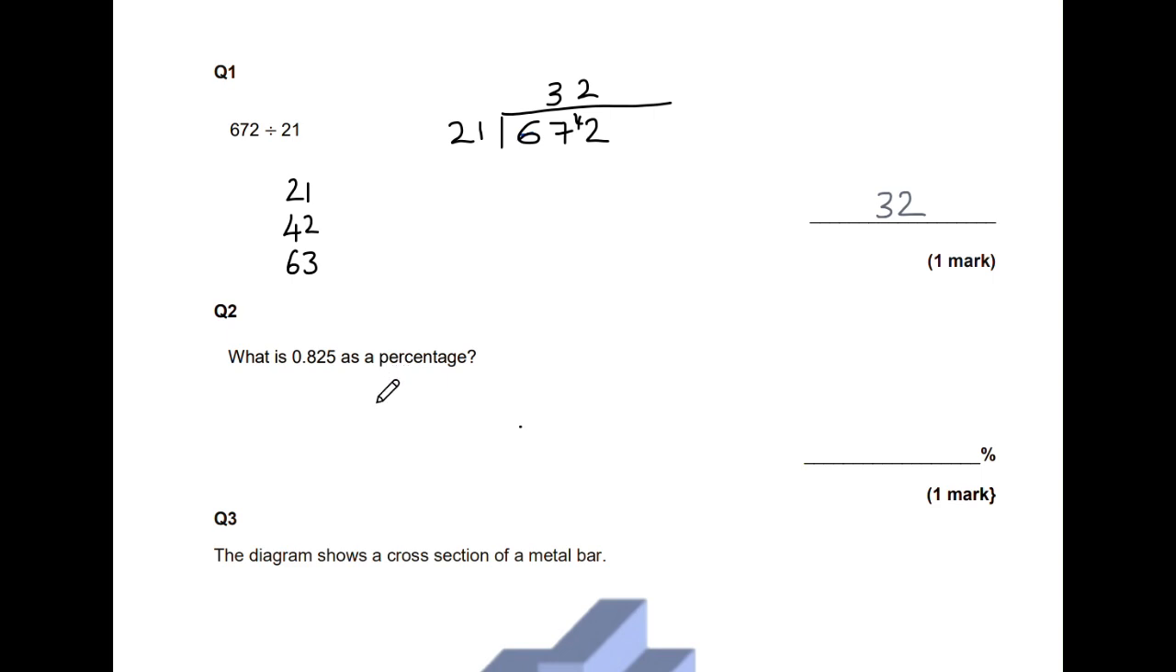0.825 as a percentage. So if you're turning it into a percentage, you're going to times it by 100. And I always like to think of the first two numbers after the decimal point of the percentage. So it's 82.5%. If you needed to write it out, 0.825 times 100, you'd move the decimal place 2 places.